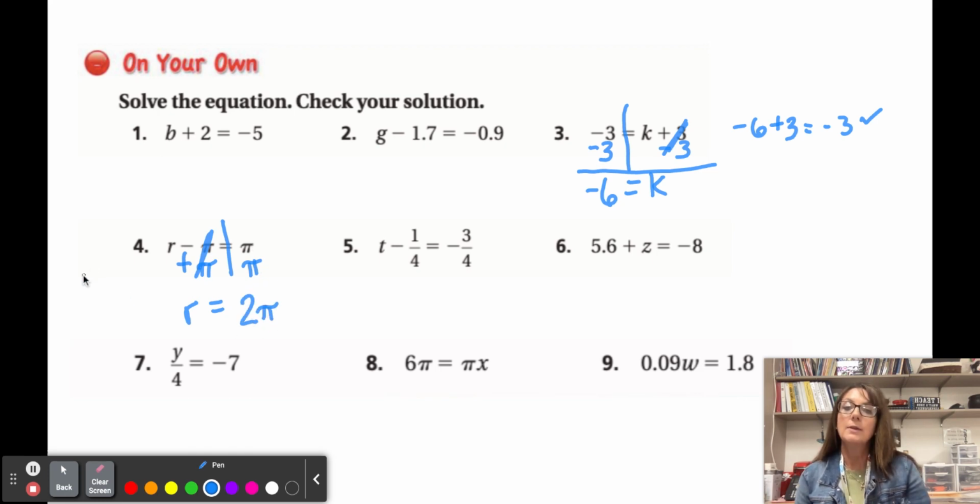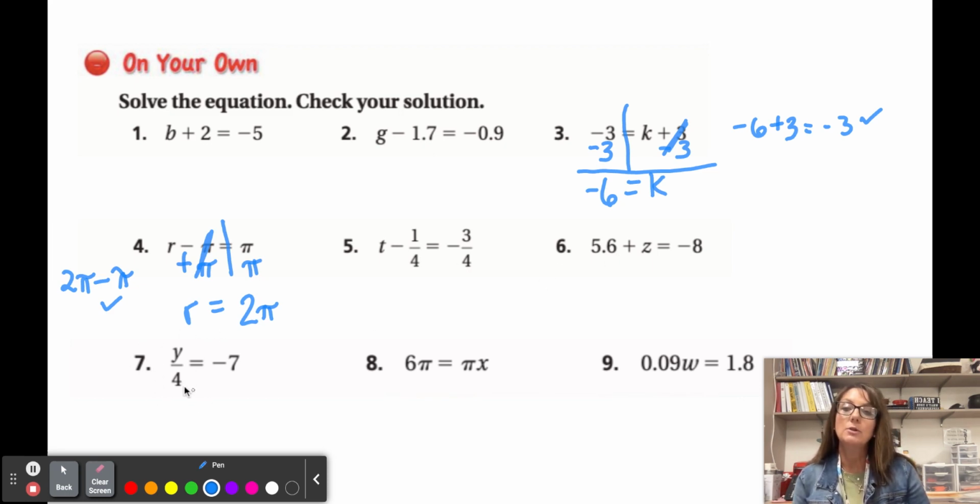Okay, so now if we have, in place of r, 2 pi minus pi, well, if you have 2 of something and you minus 1, you're going to get 1. So we know that that checks out and that r is actually equal to 2 pi. Okay, these two are pretty self-explanatory. Let's jump down to 7.